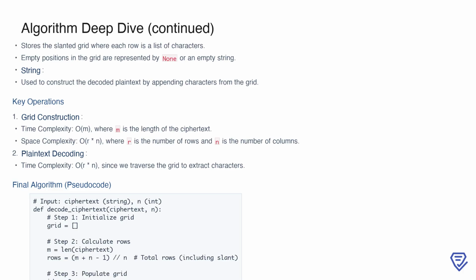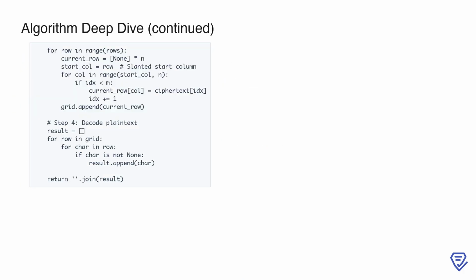Now, let's look at the pseudocode to summarize the entire approach. The pseudocode begins with the function decode_ciphertext, which takes the ciphertext string and the number of columns, n, as inputs. First, we initialize an empty 2D list called grid to store the slanted grid. Next, we calculate the number of rows required. This is determined by dividing the length of the ciphertext, m, by the number of columns, n, and rounding up to account for any partial rows.